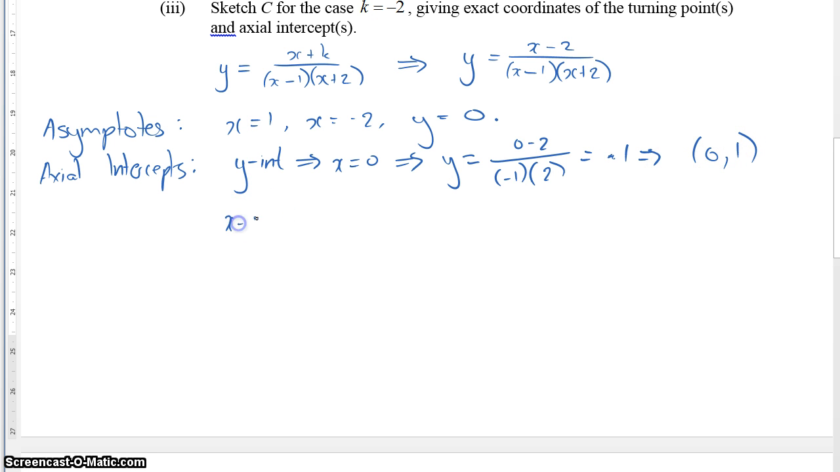What about my x-intercept? Set y equal to 0. If y is equal to 0, then I don't need to care about the bottom line. Just look at the top line. I'm going to get x equals to 2, because if the top line is 0, the whole thing is going to be 0. And so that means that I've got an x-intercept at the point 2, 0. I have to give the exact coordinates of the turning point, so I can't just draw the graph and hope for the best.